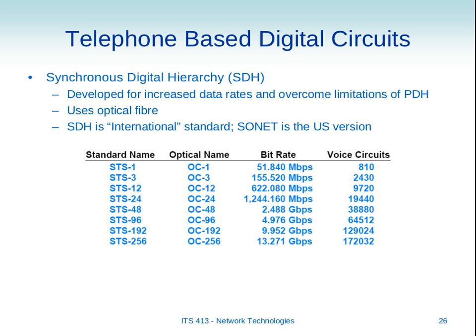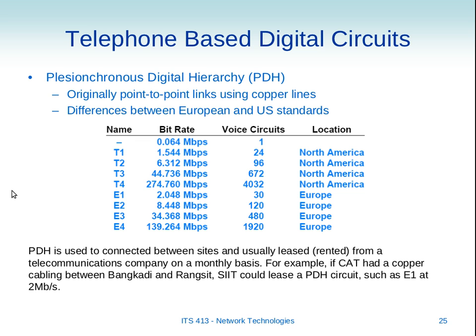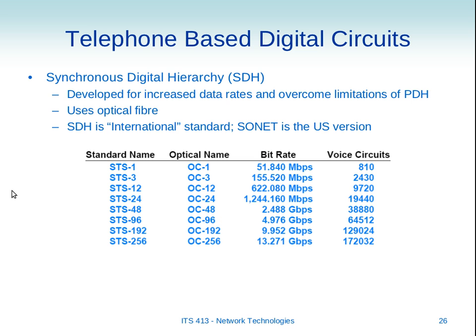And this SDH used optical fiber. So PDH, designed to use the copper lines that existed in telephone networks, but there are limitations in using the copper cables, the amount of bandwidth available. SDH designed to use optical fiber, much higher bandwidth, and allows us to achieve much higher data rates. And some of the levels are listed here.